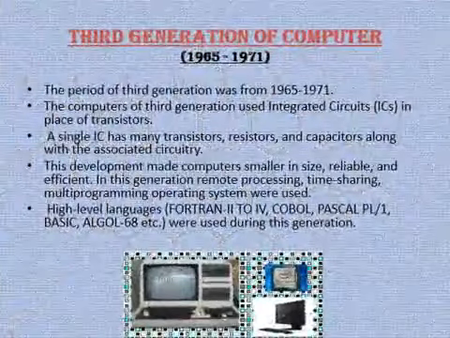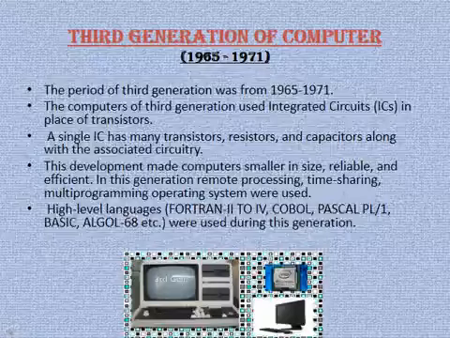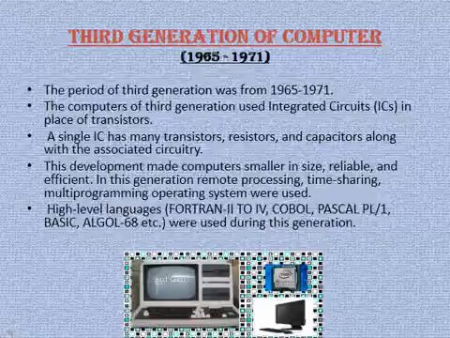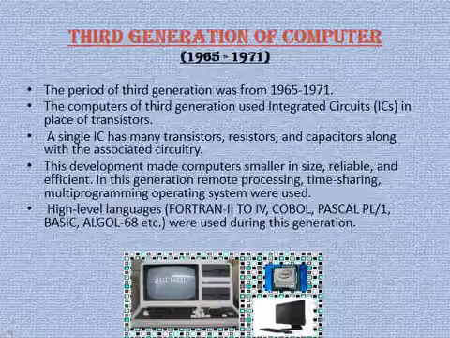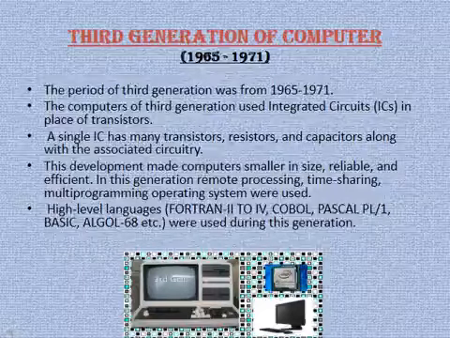Third generation of computer. The period of the third generation was from 1965 till 1971. The computers of the third generation used integrated circuits in place of transistors. A single IC has many transistors, resistors, and capacitors along with the associated circuitry. This development made computers smaller in size, reliable, and efficient. In this generation, remote processing, time sharing, and multi-programming operating systems were used. High-level languages Fortran 1 till 4, COBOL, Pascal, BASIC, ALGOL were used during this generation.